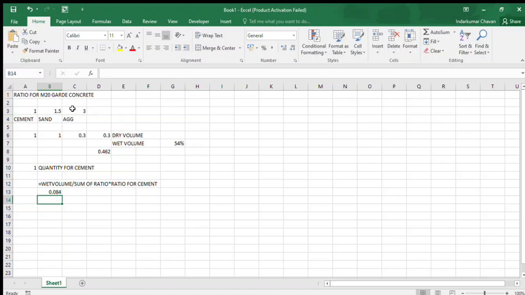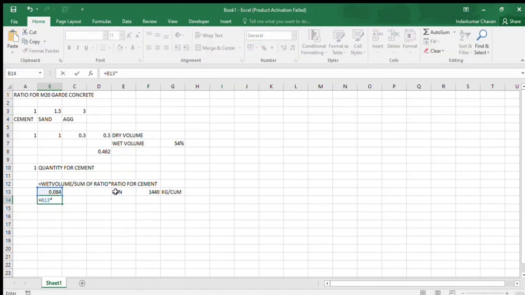But what is the method to calculate the cement? I require that quantity in bags, because cement comes in bags. The weight of a cement bag is 50 kg. For conversion of cubic meter to bag, you need to know the density of the particular material. The density of cement is 1440 kg per cubic meter. Based on this I will get the weight of the cement.